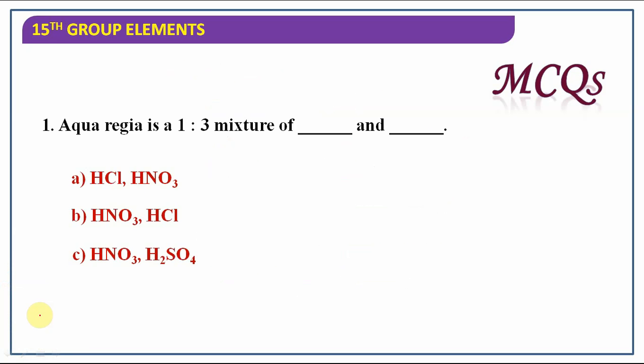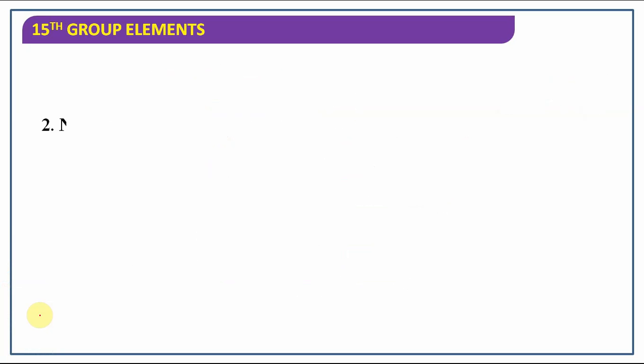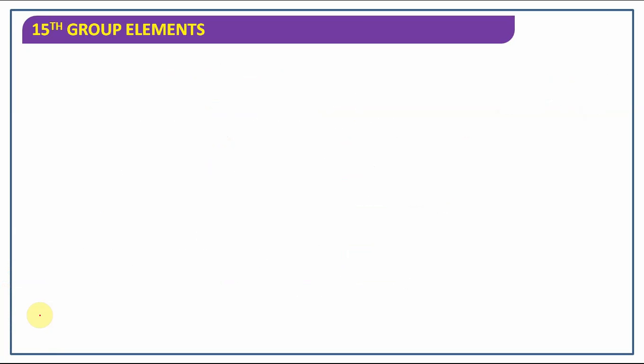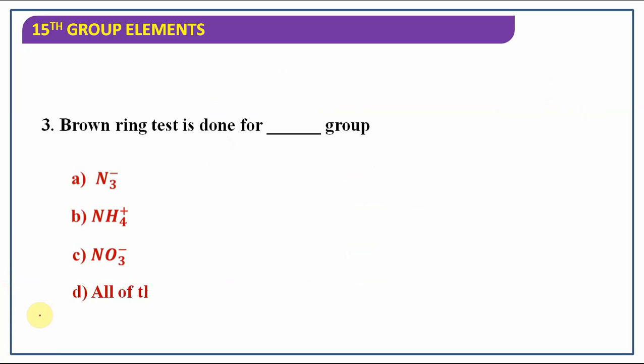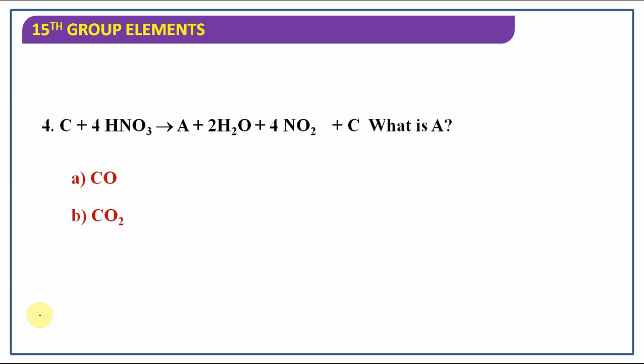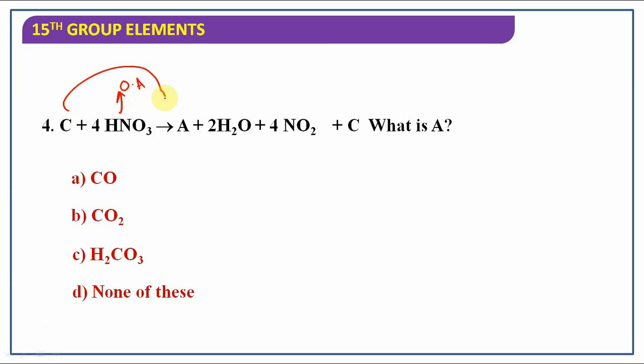Aqua regia is a 1:3 mixture of 1 part of HNO3 and 3 parts of HCl. That is aqua regia. Nitrating mixture is concentrated H2SO4 and concentrated HNO3. Brown ring test is done for which group anion? NO3 minus. In this reaction, HNO3 acts as an oxidizing agent. It can oxidize the carbon to carbon dioxide. So option B is the correct answer.